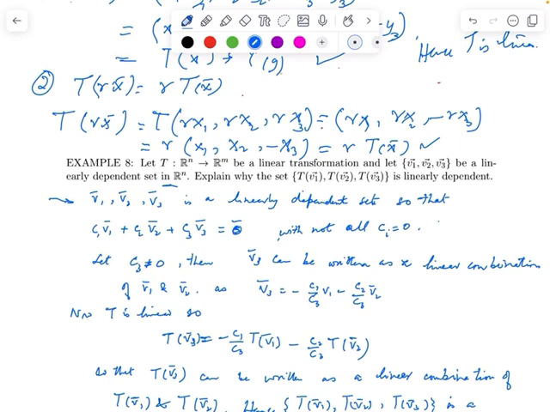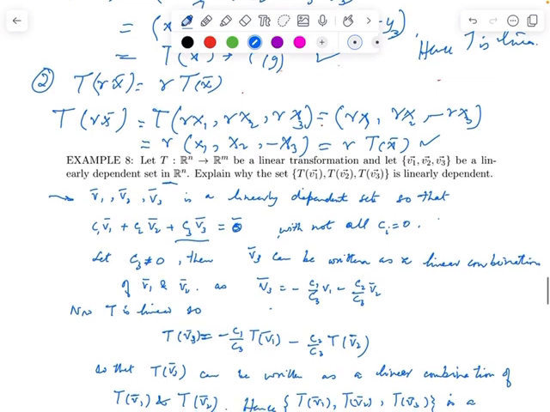So if c3 is not 0, then v3 can be written as a linear combination of v1 and v2 as this. So I hope you guys can see how I got that. Keep the c3 v3 here and move the other two terms to the right hand side, and then divide by c3, because we said c3 is not 0. So we can divide by c3.